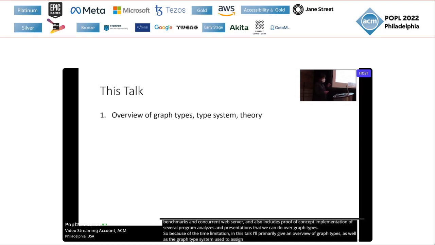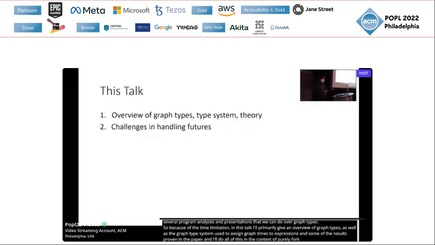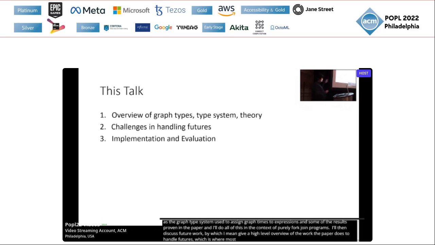And I'll do all of this in the context of purely fork-join programs, like the Fibonacci example earlier. I will then discuss future work, by which I mean give a high-level overview of the work the paper does to handle futures, which is where most of the technical challenges are. Briefly, I'll then talk about the implementation and evaluation, and I'll conclude with some future work.